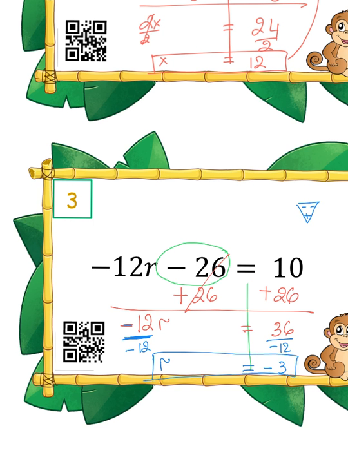Again, if you want to check your answer, you plug negative 3 into r. Negative 12 times negative 3 minus 26. So negative 12 times negative 3 is what? Positive 36. 36 minus 26 is 10. So it's the same thing that we see right here.